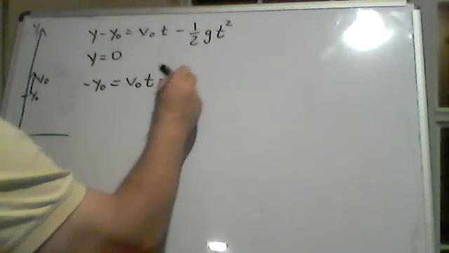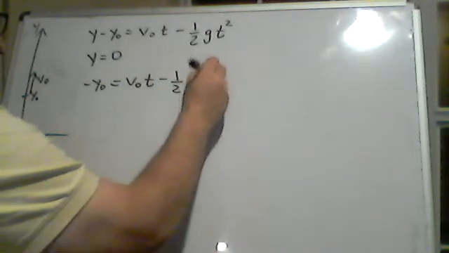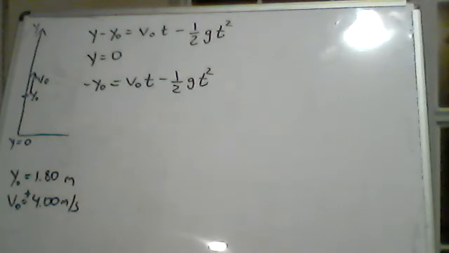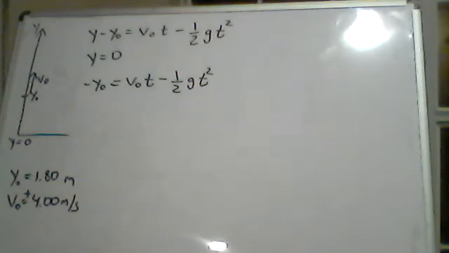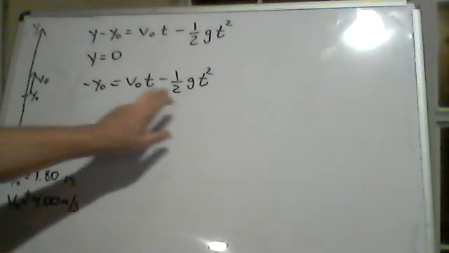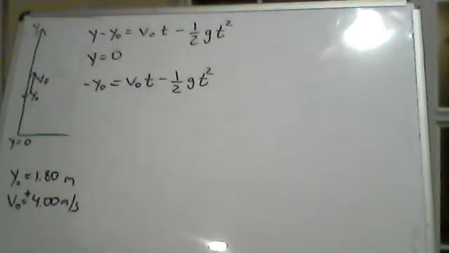minus 1/2 gt squared. Now, here's the unfortunate thing. The variable that I want to solve happens to be wrapped up in a quadratic. I actually have to solve a quadratic equation. So let's set up a basic quadratic equation. I'll review algebra for a moment. I'm going to throw all the variables on one side. So I'm going to add 1/2 gt squared to each side and subtract v naught t from each side.